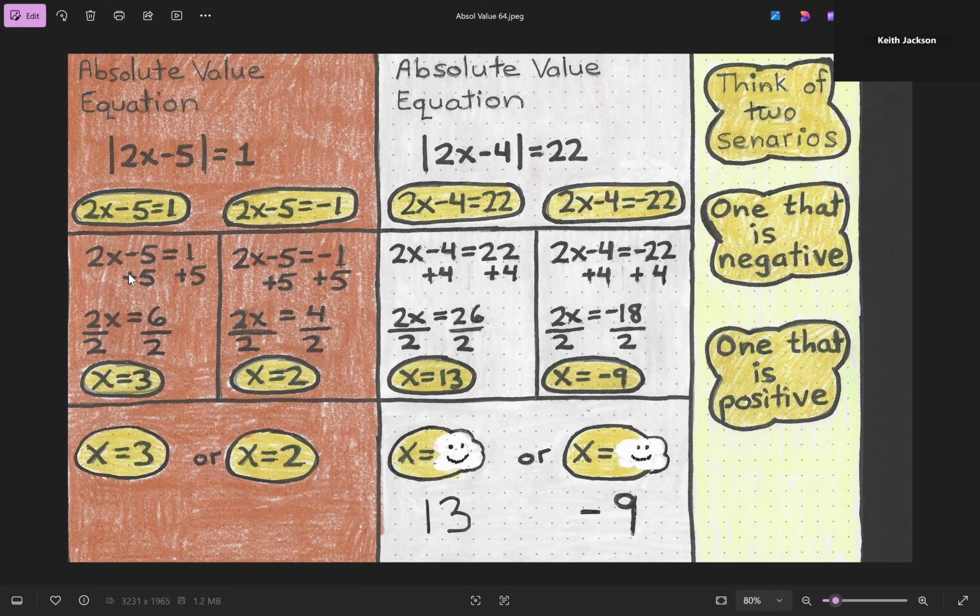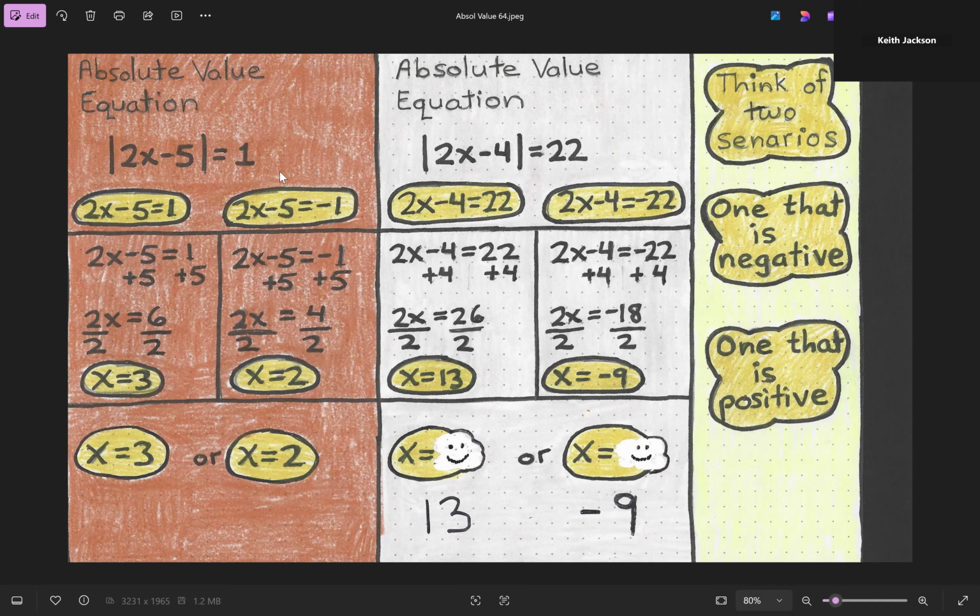Now let's work this first one out first and see what happens. We're going to balance out the equation by adding 5 to both sides. When we do that, we will get 2x is equal to 6. Dividing by 2 to get x all by itself, these 2's will cancel out, while 6 divided by 2 will give us 3. And so we know that in this particular case, x will be equal to 3.